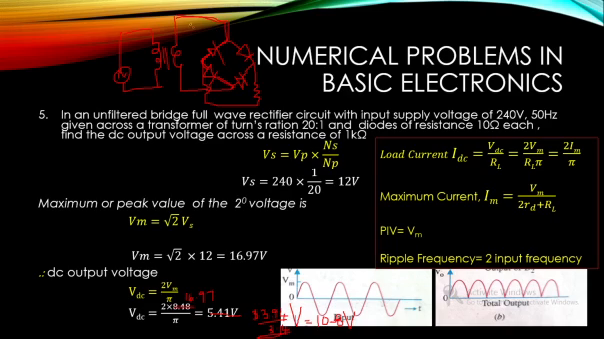That is, if it is positive cycle, this one and this one will be forward bias. So the circuit always contains one diode plus resistance plus another diode, and it will end back at the other side. Okay, so every time it consists of 2 diodes and 1 resistance in series. So here the maximum current will be evaluated as Vm by 2RF plus RL.